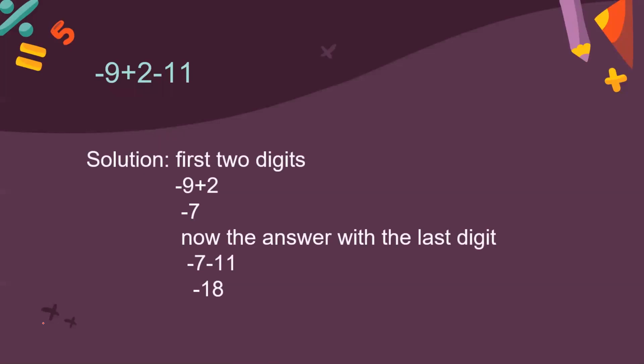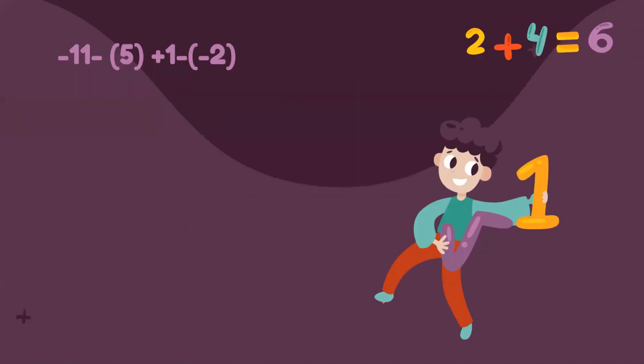Yes, so this is the solution here. You have taken the first two digits, this minus 9 plus 2, that is minus 7. Now the answer with the last digit, minus 7 minus 11. If you don't know how this minus 7 came, how this minus 18 came, please watch episode 1. Only then are you going to understand this, because episode 1 is the most important episode of this integer chapter. If you have watched episode 1, then you will be able to solve these questions.